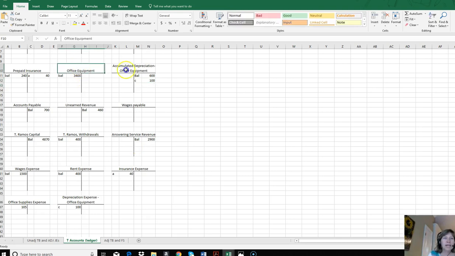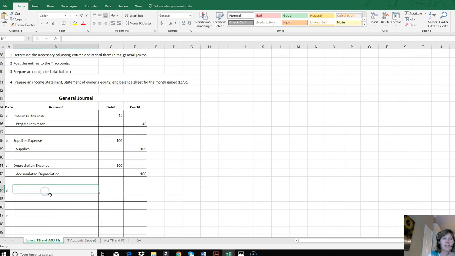All right, so these two accounts will always be looked at together. If you want to know the book value, you look at your balance in your office equipment and you subtract out the balance here. You can see that it's a contra account because office equipment has a normal debit balance and this has the opposite, so a normal credit balance. All right, I've posted depreciation, so let's go on to letter D.